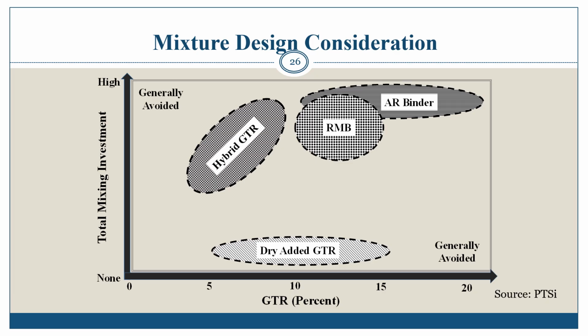This figure gives a general idea of how much investment might be involved in incorporating GTR into the final asphalt mixture, as illustrated on the vertical axis, total mixing investment.